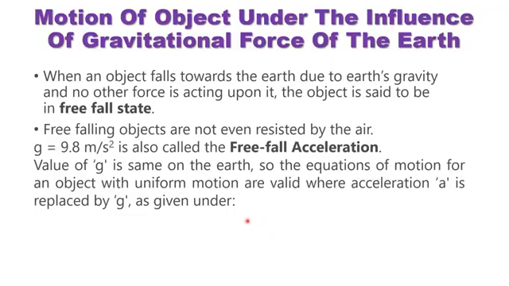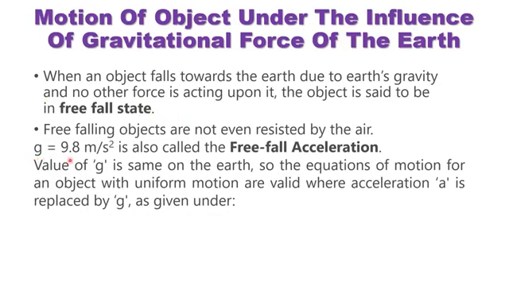Now, the motion of an object under the influence of the gravitational force of the earth. We have seen that when an object falls towards the earth due to the earth's gravity and no other force is acting upon it, no other force in the sense of the resistance force given by the medium, by air, by water or anything, or the force of friction, the object is said to be in a free fall state.